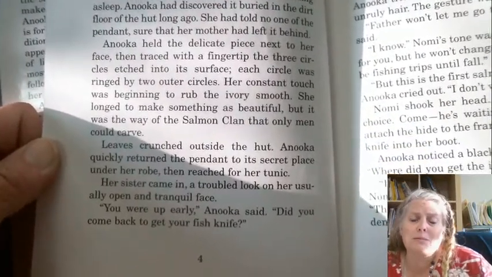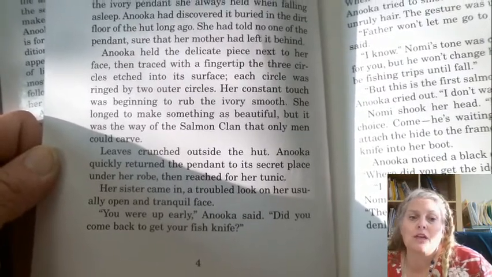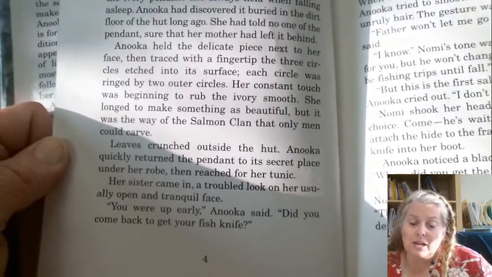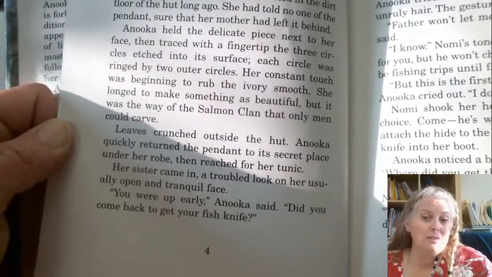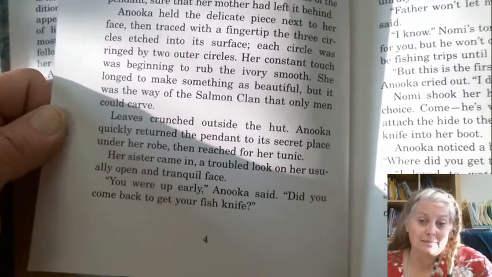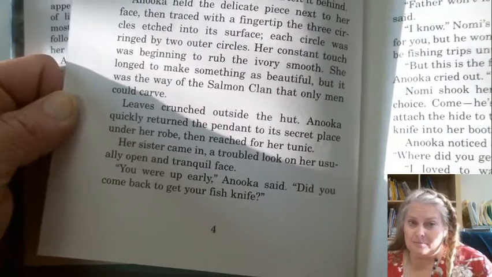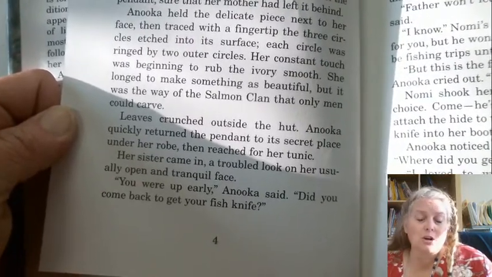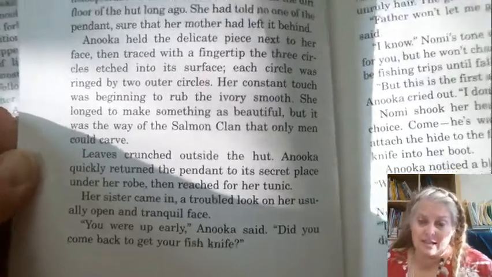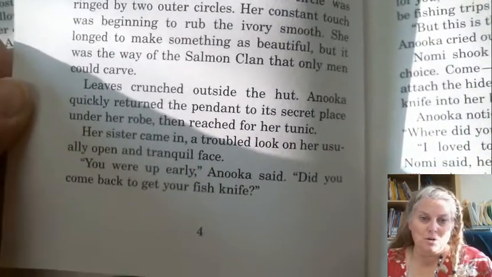Her constant touch was beginning to rub the ivory smooth. She longed to make something as beautiful, but it was the way of the Salmon clan that only men could carve. So there we see one of the rules of their clan, that only men could create the art, could create carvings and things. What do we know about her mom? Her mom's gone. Her mom's left, and that's why her dad was kind of angry when he said, "Lion mothers don't always come back."